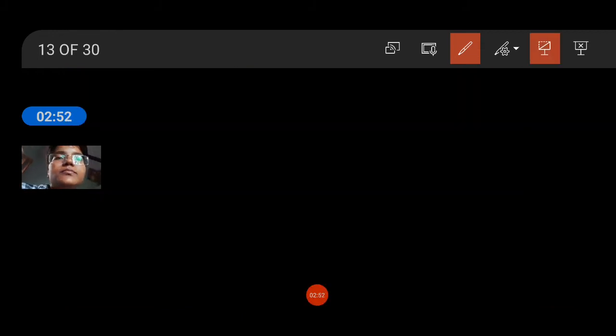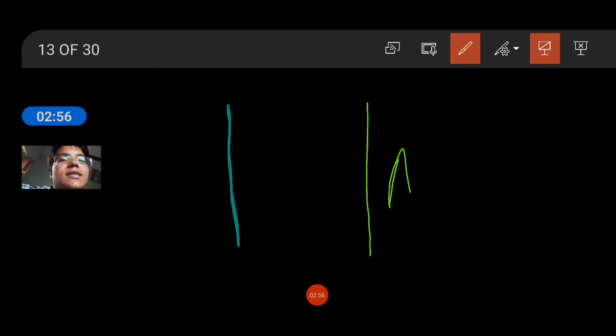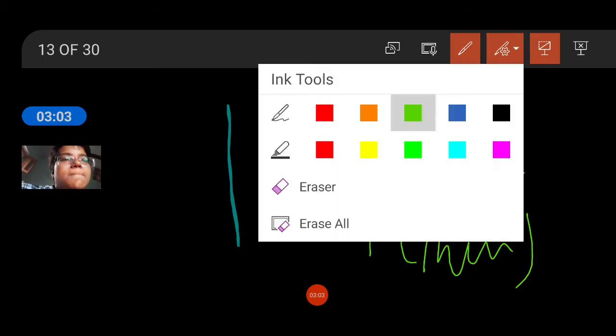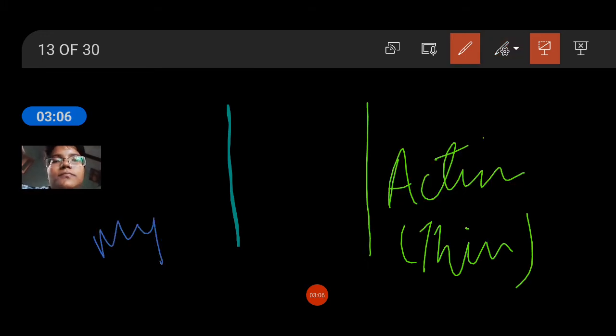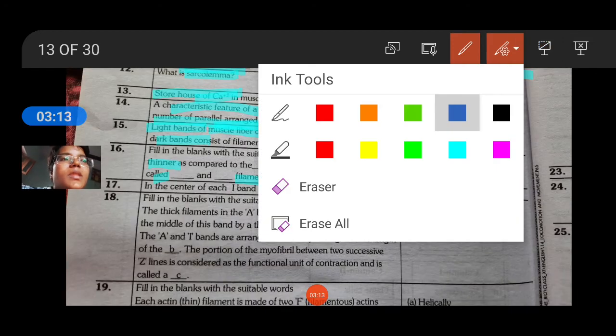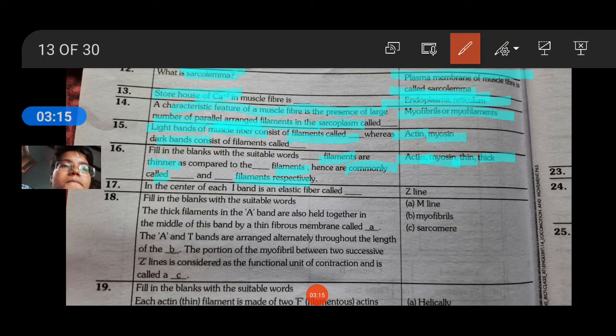Like when I draw this and when I draw this. So this is actin, thin, and this is your myosin, which is thick. Okay. In the center of each I band there is an elastic fiber called Z-line. Fill in the blanks with suitable words.